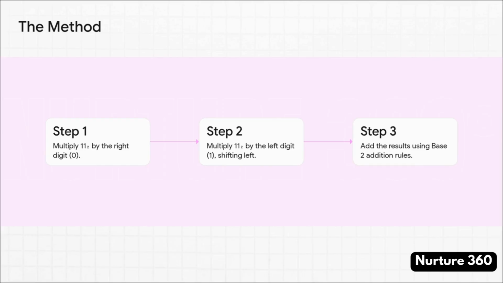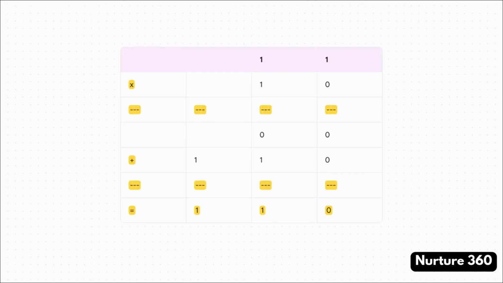So we'll multiply the top number by the digit on the far right of the bottom number, then we do it again with the next digit to the left, but we shift our result over one space, and finally we just add it all up using our binary rules. Okay, let's do this. Looking at the table, first we multiply the top number 11 by that 0 on the right. Anything times 0 is 0, so our first line is just 00. Next, we multiply 11 by the left digit, which is 1. That gives us 11. But remember the rule. We have to shift this result one place to the left.